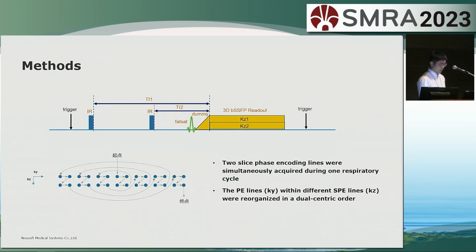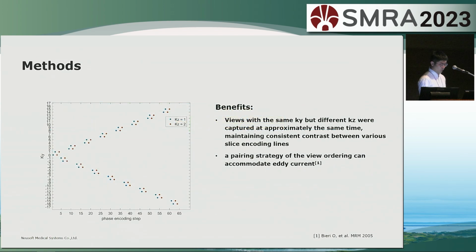Here is our strategy. We acquired 2 slice-phase encoding lines simultaneously during one respiratory cycle. The PE lines within different SPE lines were reorganized in a dual-centric order. Views with the same ky but different kz were captured at approximately the same time, thus maintaining consistent contrast between various slice encoding lines. We also used the pairing strategy of the view ordering to accommodate eddy current.